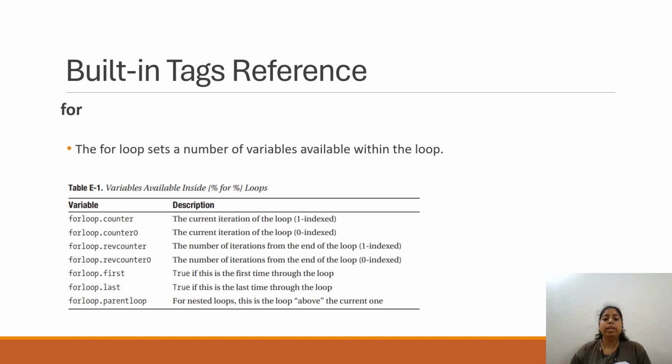There are various variables available inside the for loop. That is forloop.counter, forloop.counter0, forloop.revcounter, forloop.revcounter0, forloop.first, forloop.last, forloop.parentloop. All of them have different functions.